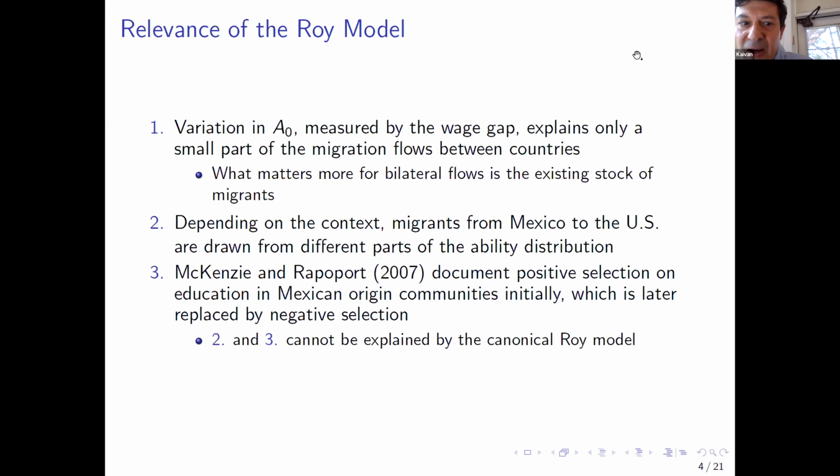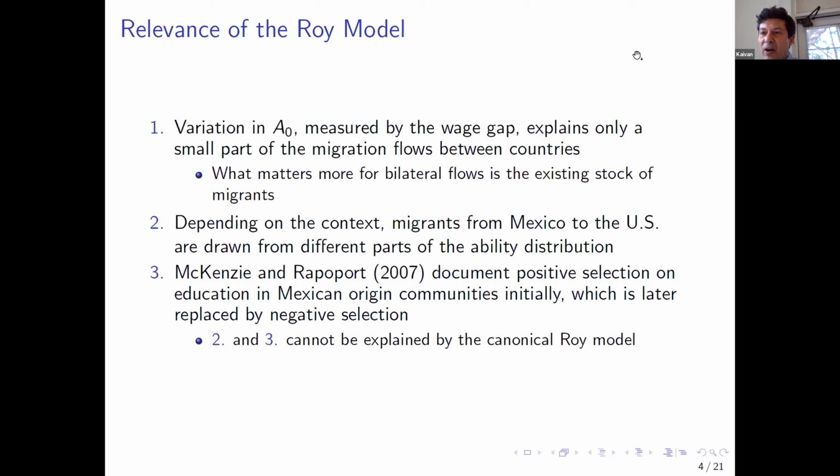The second stylized fact is that depending on the context, migrants from Mexico to the US seem to be drawn from very different parts of the ability distribution. Sometimes you observe positive selection on ability, sometimes you observe negative selection, sometimes they're drawn from the middle of the distribution. And then finally, if you look within an origin community over time, what you observe, as documented by McKenzie and Rappaport, is that initially there is positive selection, which is then later followed by negative selection.